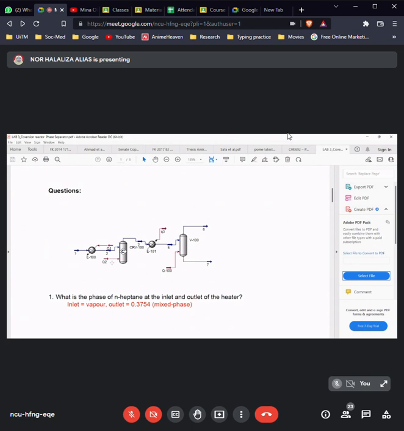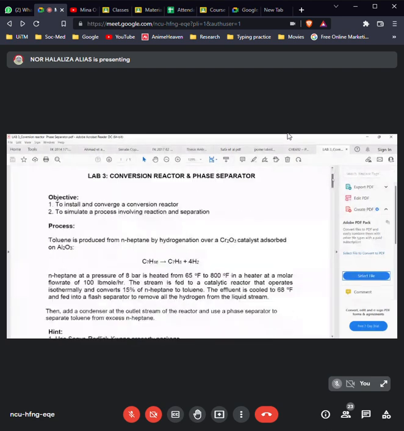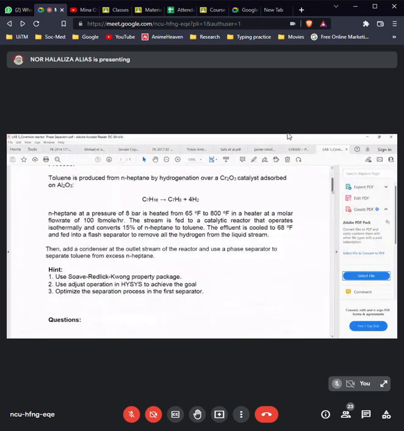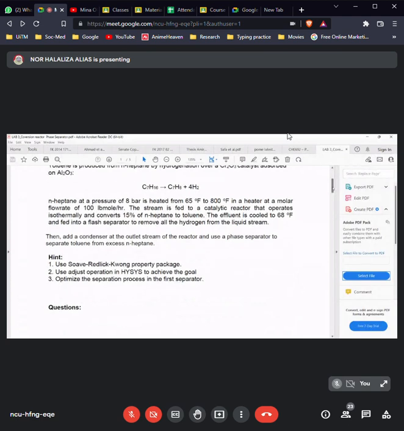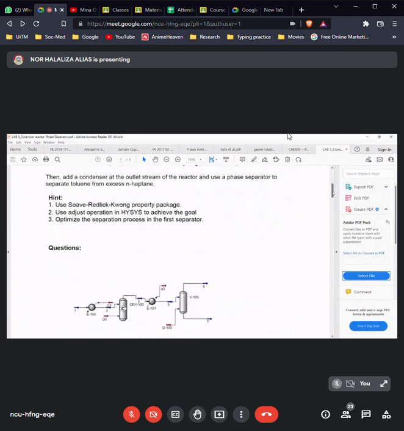Okay, but even though we supply heat here, we don't know whether it is supply. Supply tu maksudnya kita tak tahu sama ada dia adalah endo or exo. But later on in simulation, we finally will know whether it is exo or endo by looking at the negative or positive sign of the value. Okay, then what else? The effluent is cooled to 68 Fahrenheit and fed into flash separator to remove all the hydrogen from the liquid system.